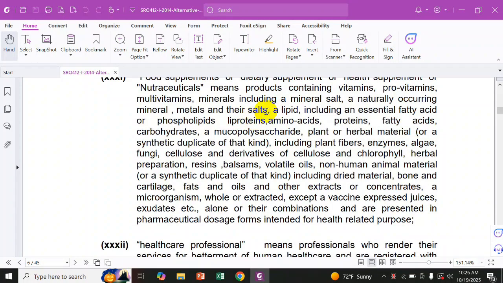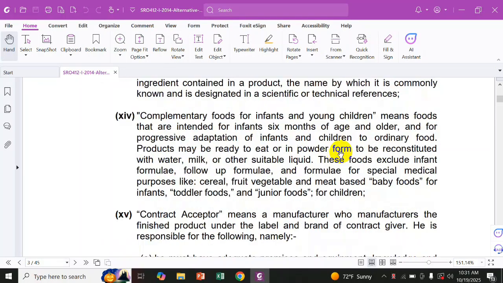Metals can be included in the nutraceutical. A lipid can be included in the nutraceuticals. There are five categories of lipids, and included here are fatty acids, phospholipids, lipoproteins, amino acids like proteins. These can also be formulated in the form of nutraceuticals. Fatty acids, carbohydrates, mucopolysaccharides can also be formulated in the form of nutraceuticals.